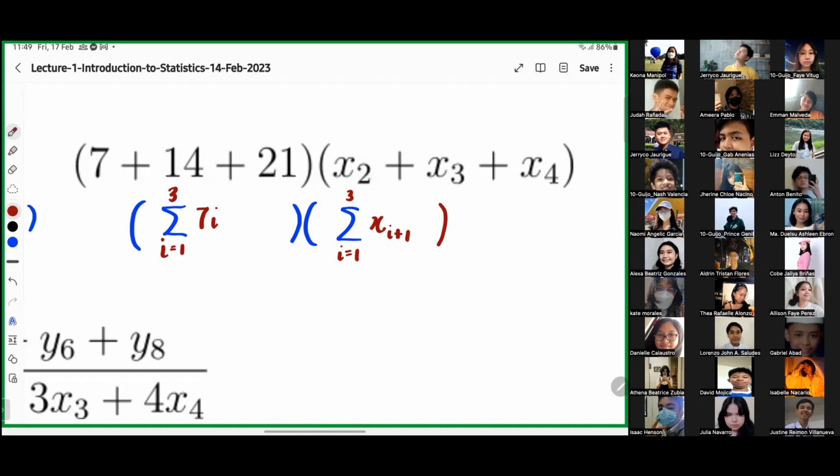May way ba to combine this? Wait. May way ba to combine this? Parang hindi pwede. Mag-iiba, hindi siya pwede combine. But this is good for me now. Okay na sa akin to.